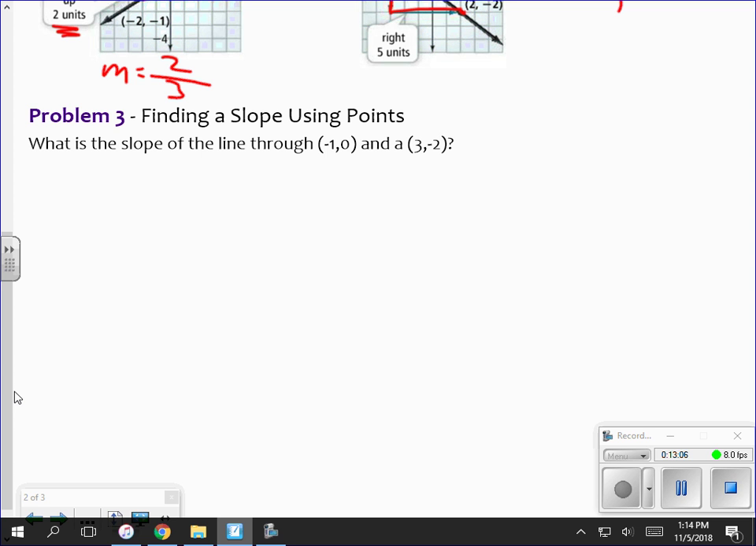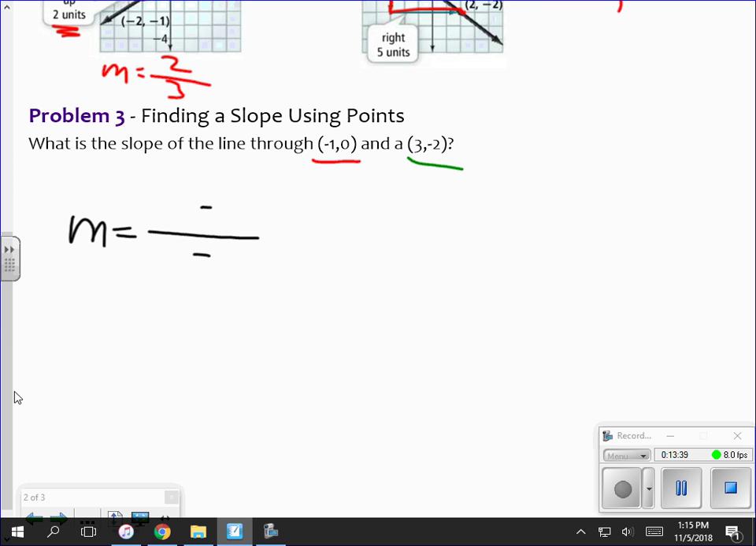This one you're going to use the formula. Okay. Now, my slope is equal to, that part never changes. It's always subtraction. And I'm going to do the first point, negative 1, 0 in red, and use the point 3, negative 2 in green.